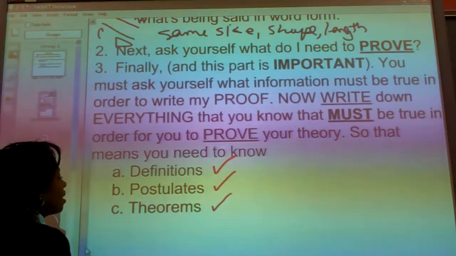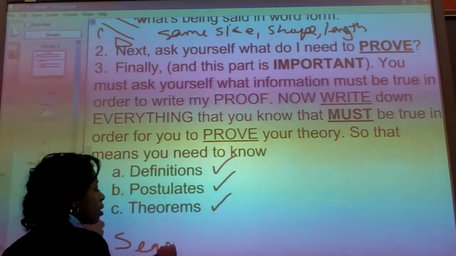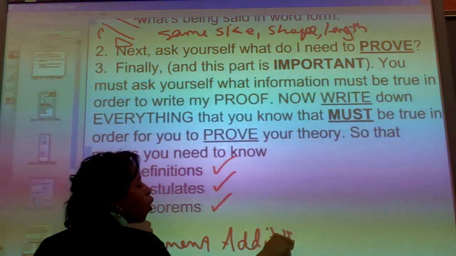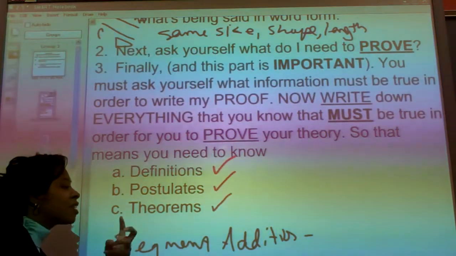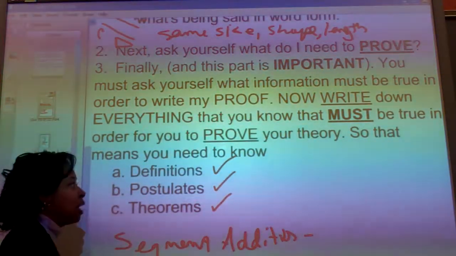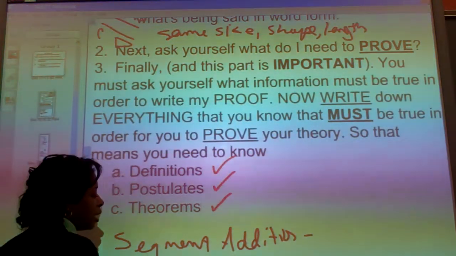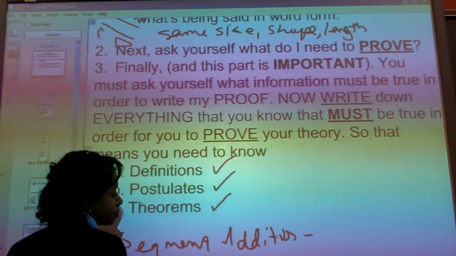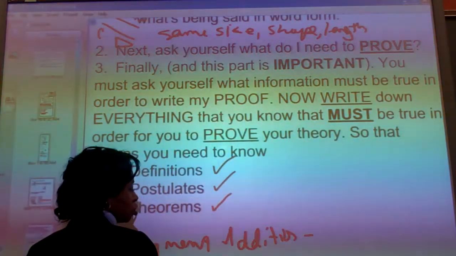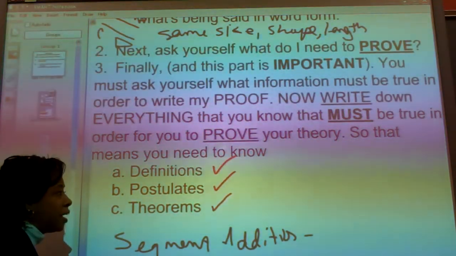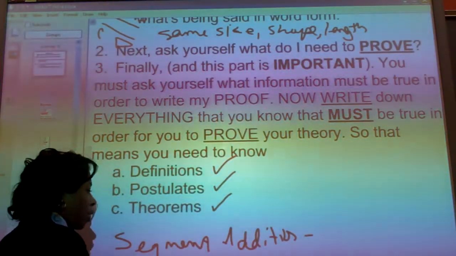You can't just write down segment addition postulate one time and then be done. You have got to know what segment addition postulate means. What does it mean? It may mean that AB plus CD is equal to AD. You have got to know what they mean. So don't write it once. You need to memorize these.